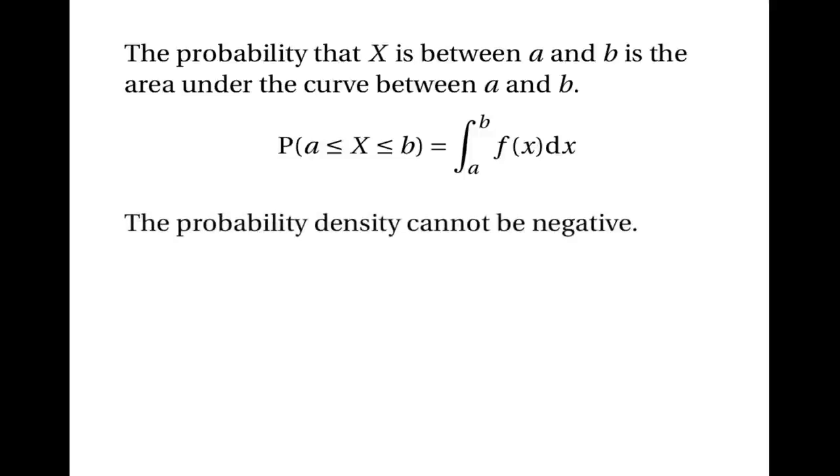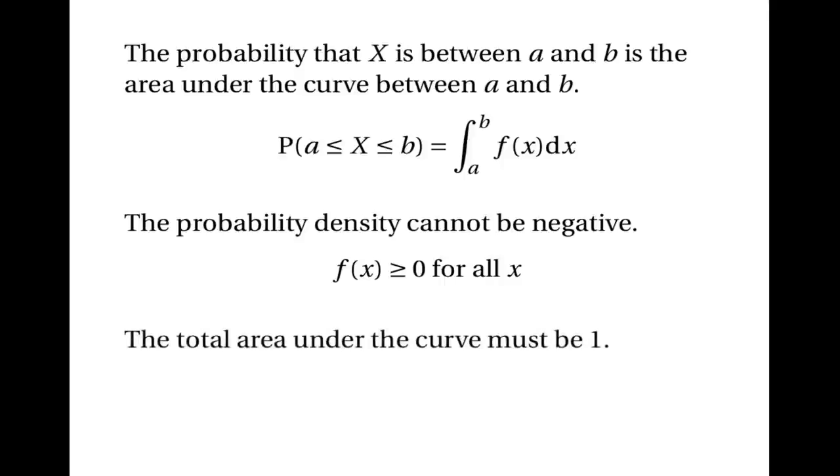Secondly, probability density can't be negative. So the output of the probability density function must be greater than or equal to 0 for all possible values of x. And finally, the total area under the curve, the total area under the probability density function, must be 1. The integral of f of x over all possible values must equal 1.